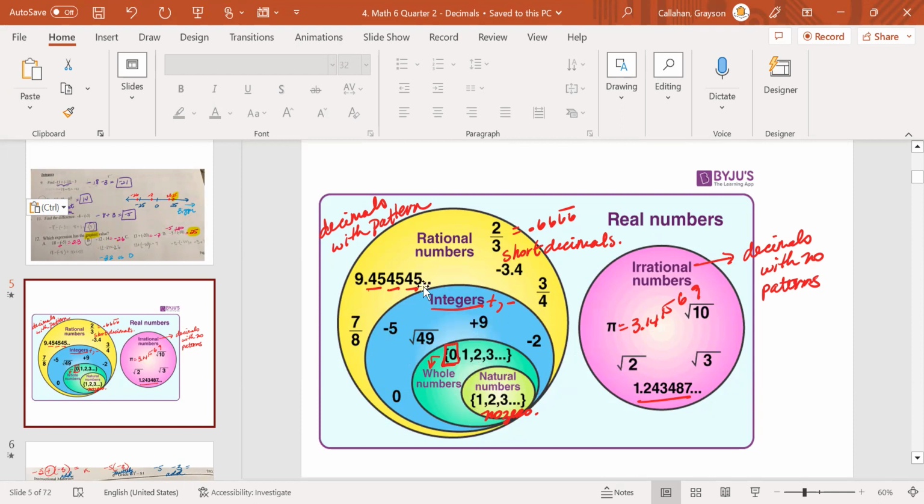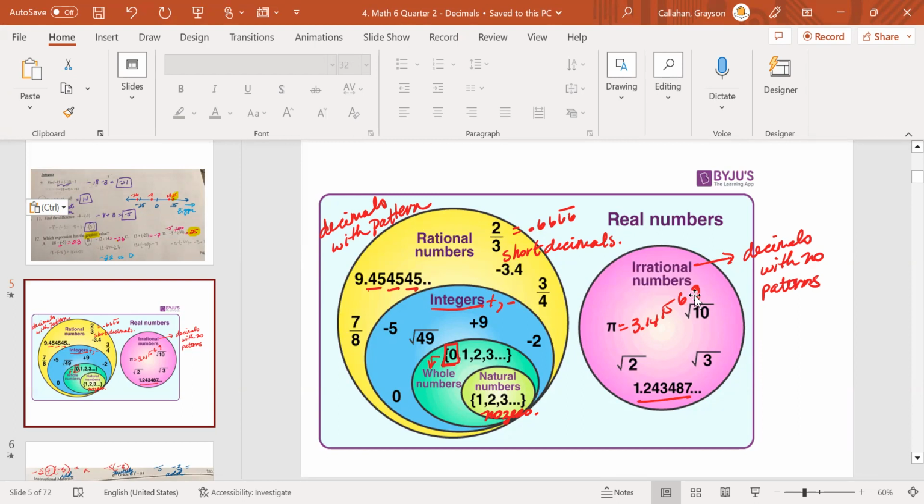It's all within integers. When you have decimals and fractions that have decimals, once you reduce them, then you go into rational numbers. Rational numbers are decimals with patterns, like 9.454545. The 4-5 in the tenths and hundredths place repeat. Or if you have 3/4, 3/4 is equal to 0.75, that decimal stops, right? 2/3 is 0.66 repeating. You have any decimals as long as it's repeating, or -3.4, which stops in the tenths place. These are all rational numbers.